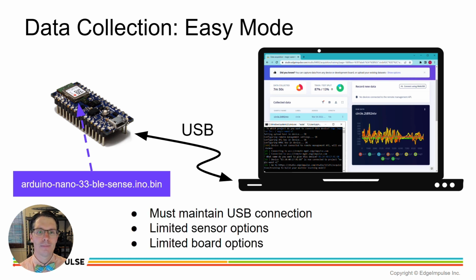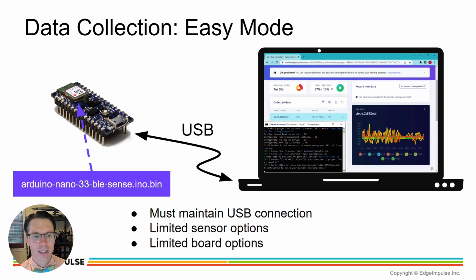First of all, you must maintain that USB connection, which limits your ability to, say, deploy your data collection device in the field to collect data without any sort of connection. You also have limited sensor options. In the case of the Arduino Nano 33 BLE Sense, you've got an accelerometer, gyroscope, magnetometer, temperature, humidity, pressure, I think there's a gesture sensor and a light sensor, maybe a couple of others. So if you wanted to bring in a custom sensor that was not one of those already on the board, you can't do that using this method.